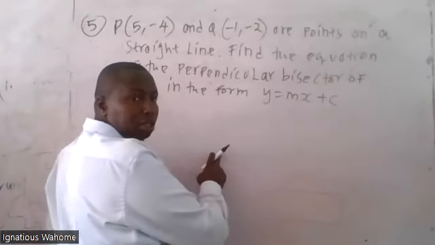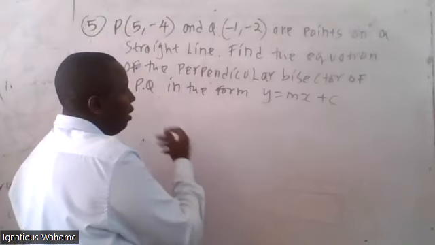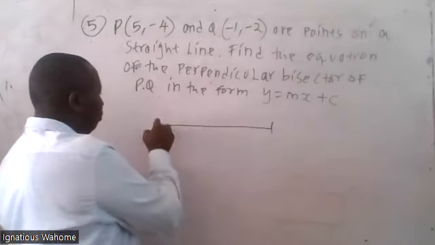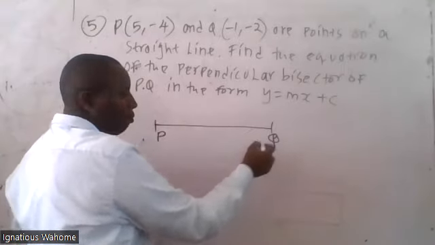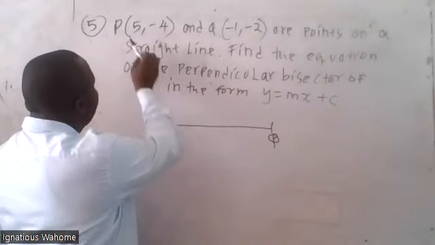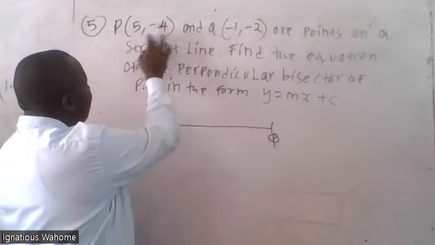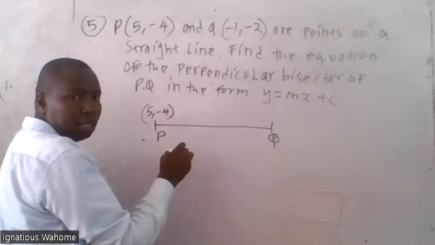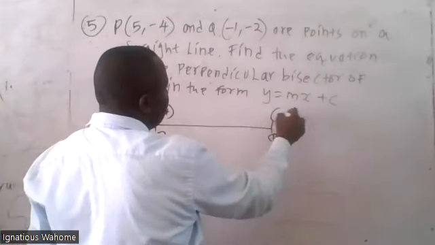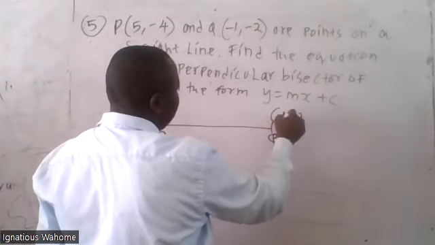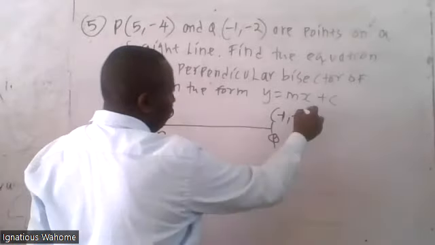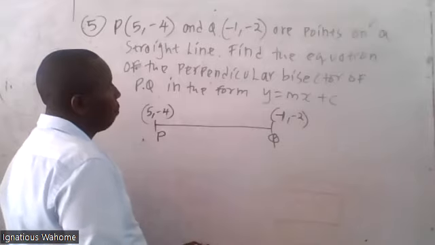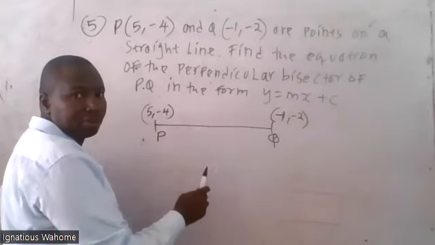Here's the equation. You are told you have a line PQ. P is (5, -4) and Q is (-1, -2). Those are the two points, points on a straight line.